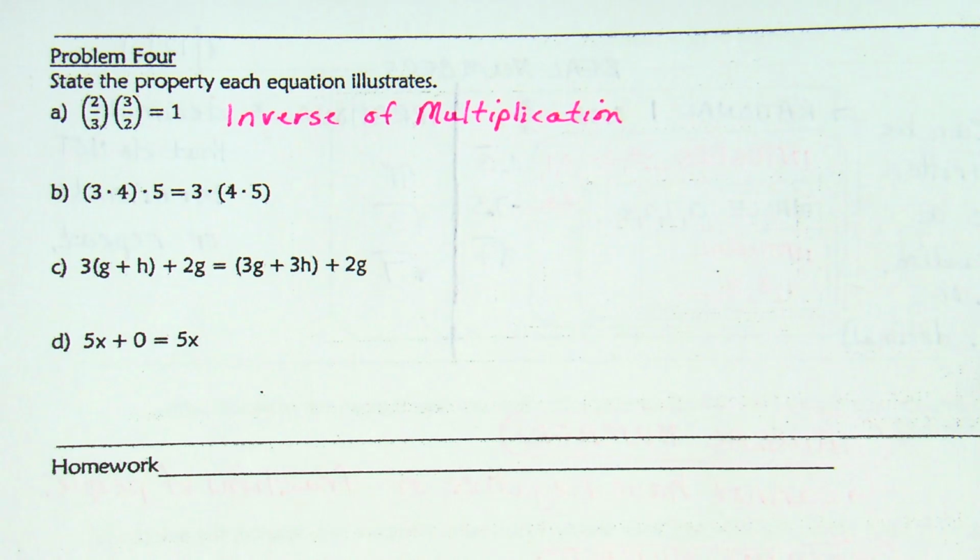Okay, what about B? 3 times 4 and then times 5 is equal to 3 times the quantity of 4 times 5. 3 pieces in the same order. They stayed in the same order, parentheses moved. So this is the associative property of multiplication.